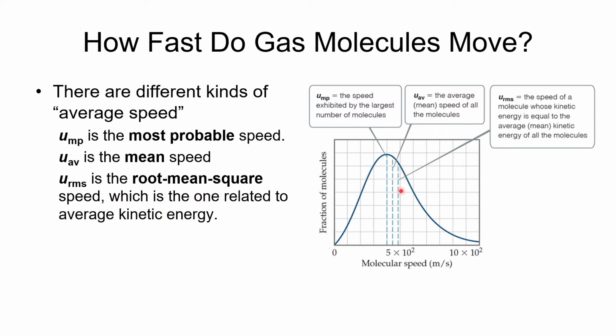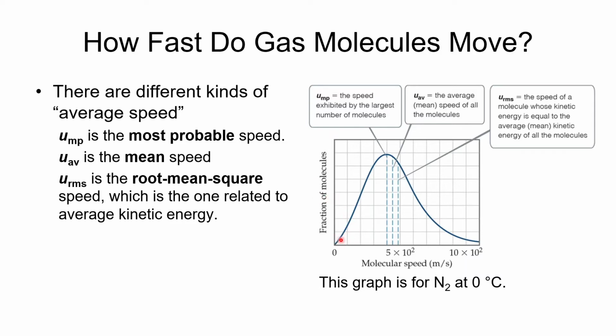So let me explain what this graph is. This one is for nitrogen, and this is a sample of nitrogen that is at 0 degrees Celsius. On the x-axis, we have the molecular speeds in meters per second. So it goes from 0 up to 1,000 meters per second, which is pretty fast. And the y-axis is the fraction of molecules that have that particular energy.